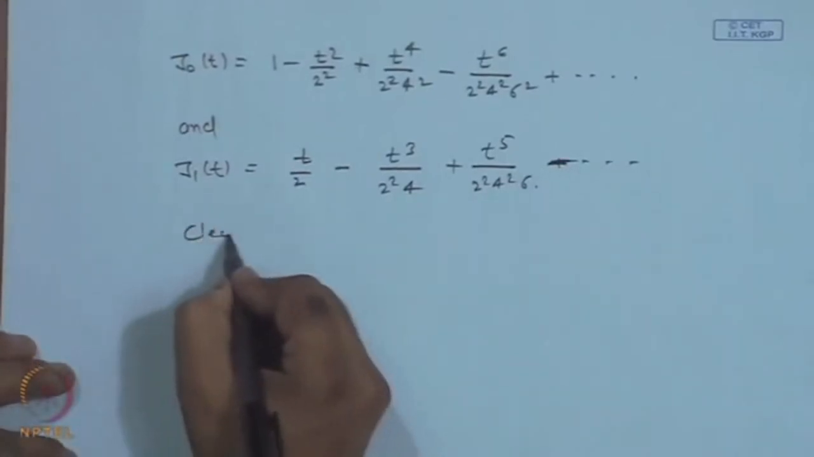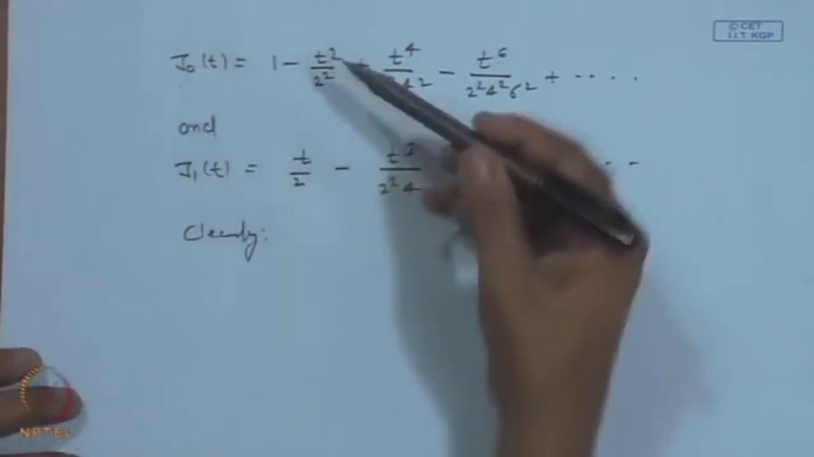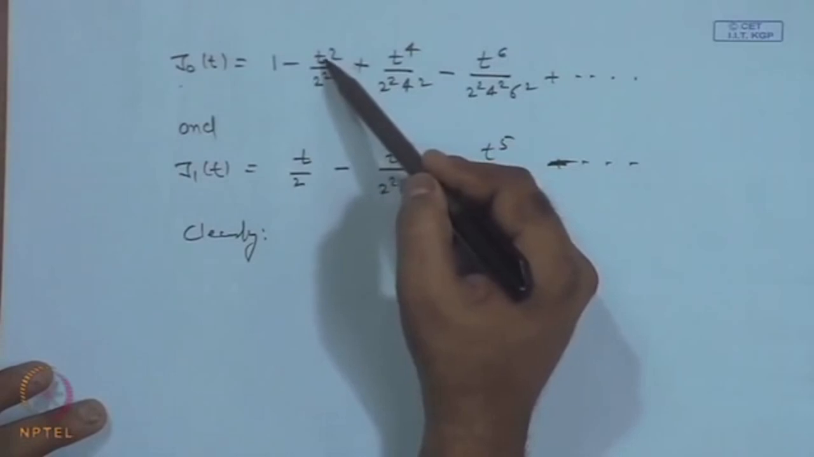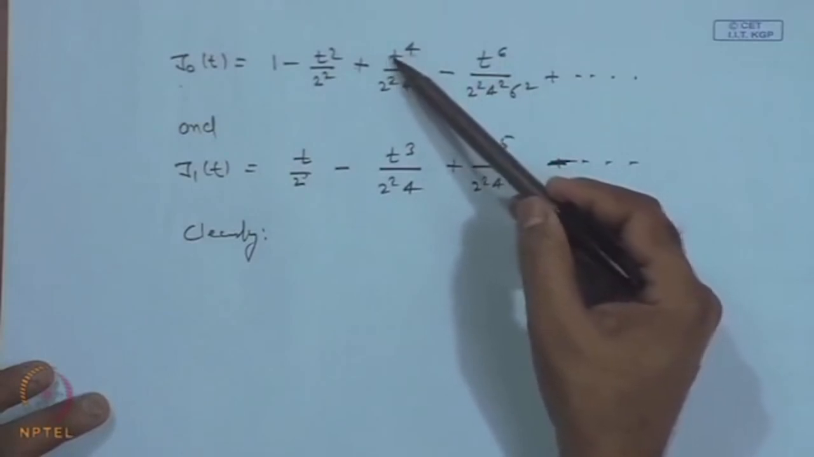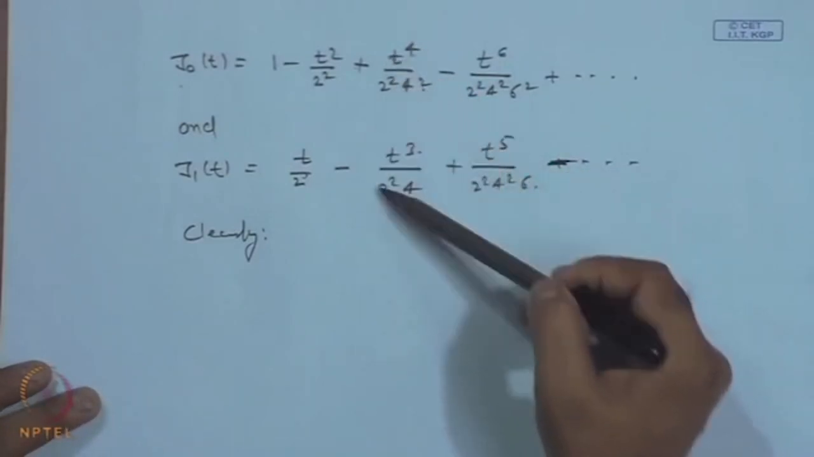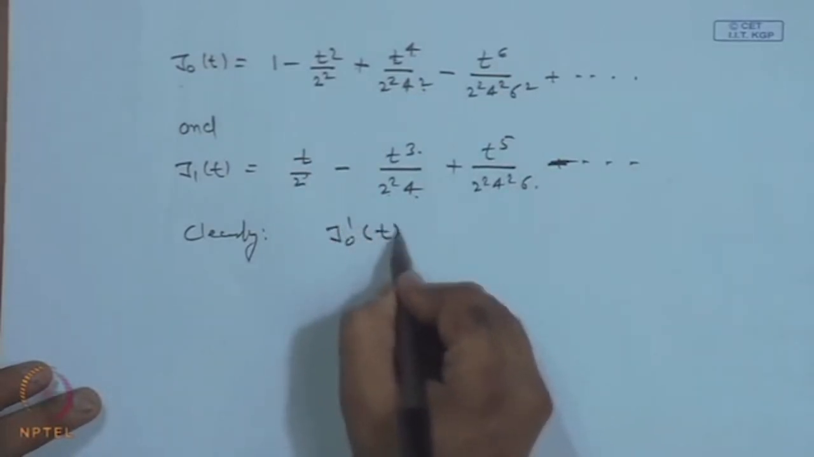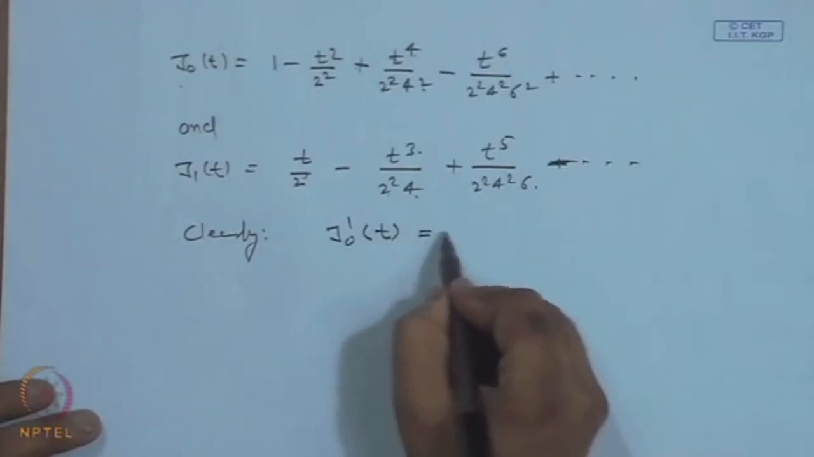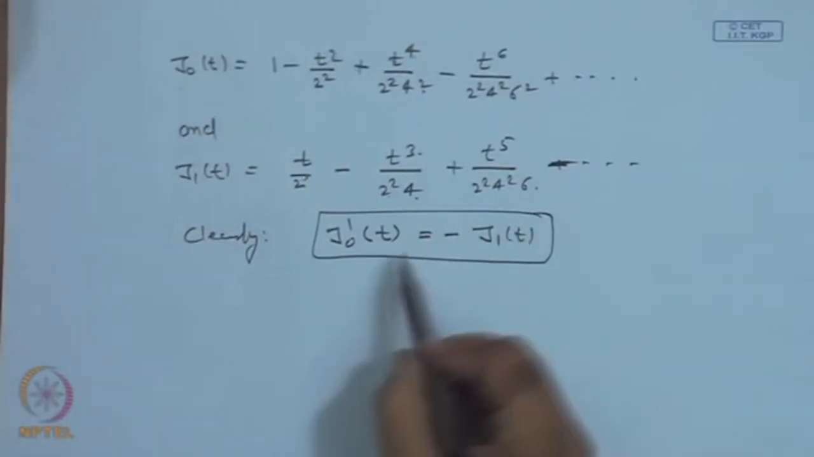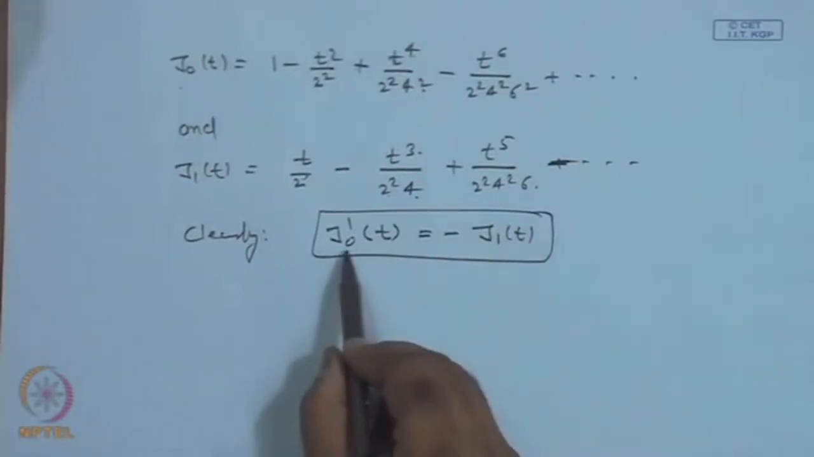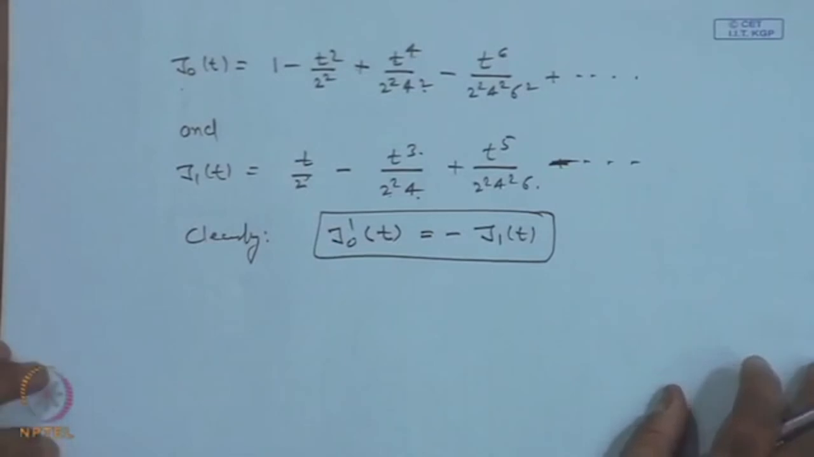And it is interesting to see that if we take the derivative of this J 0 function, you will get minus 2 t over 2 square, that means t over 2. Here we will get again 4 times t cube, and this 4 will be cancelled. So, we have 2 square 4 and so on. So, the derivative of this J 0 function is minus J 1 t. So, if we know the Laplace transform of one, we can get the Laplace transform of the other one.